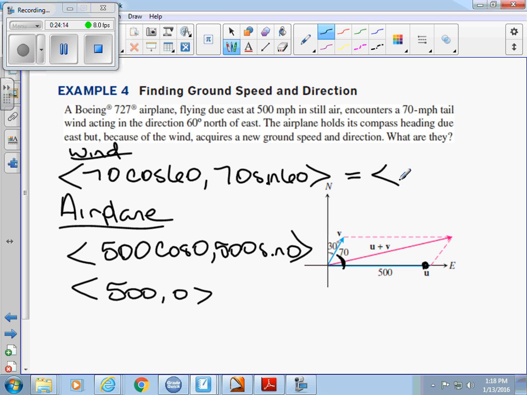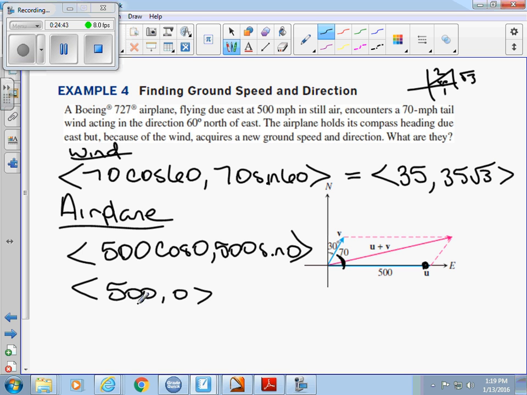One half. And 60. Yes, 1/2. Cosine of 60. Do I need to draw a picture real quick? 60. That would be 1, 2, radical 3, right? Cosine would be 1/2. Sine would be radical 3/2.